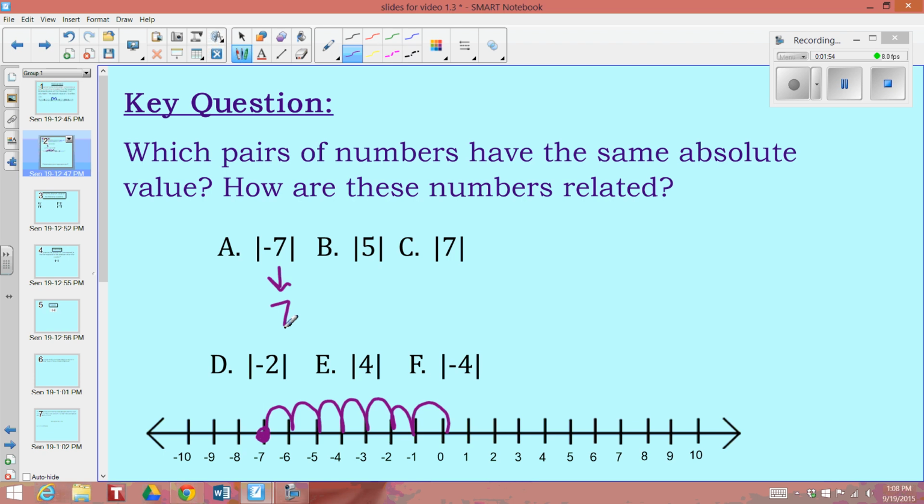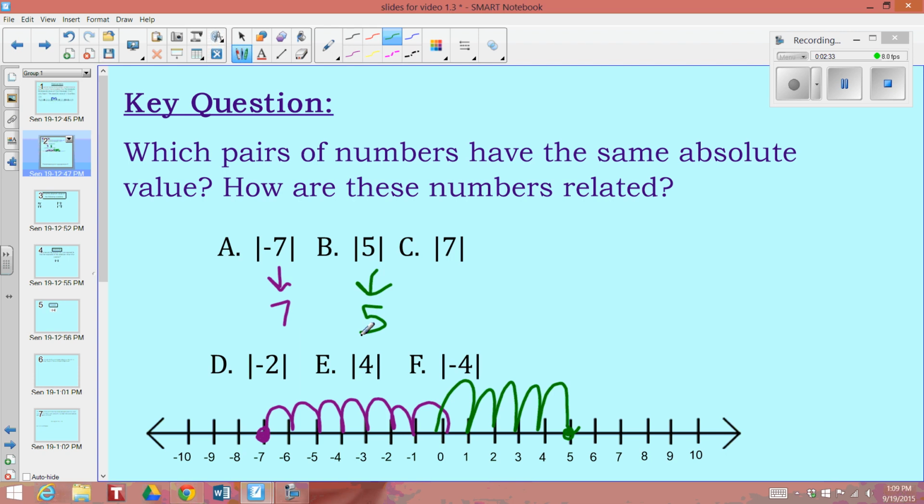In letter B, they're asking for the absolute value of 5, positive 5. Why do I know it's positive 5? Because there's no sign in front of the 5. And we can assume that if there's no negative sign, it means it's positive. Positive 5 on the number line is 1, 2, 3, 4, 5 units to the right of 0. So the absolute value of 5 is 5. And we can continue going through each letter to find the absolute value, and then we can see which ones have the same absolute value.